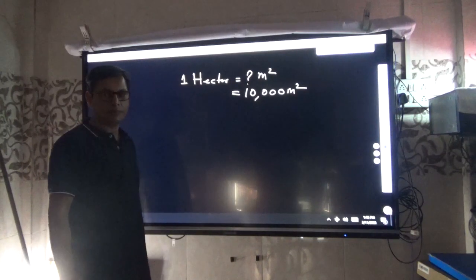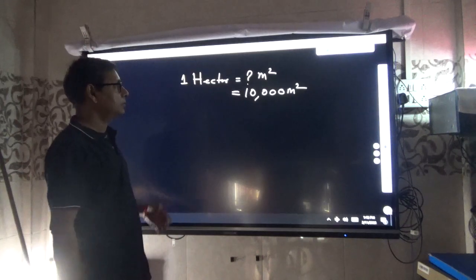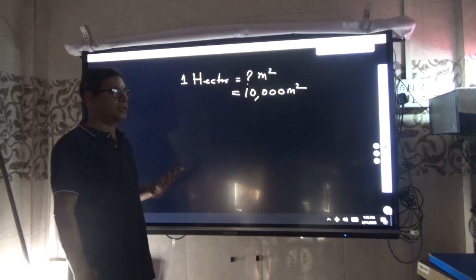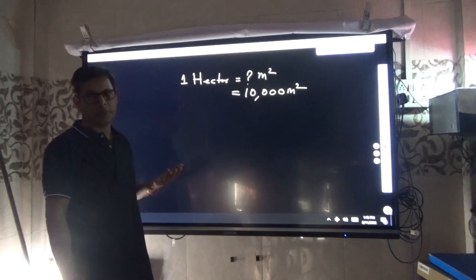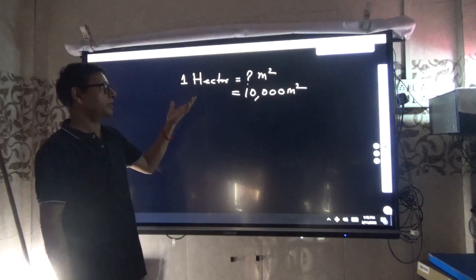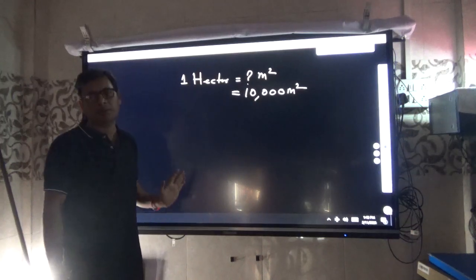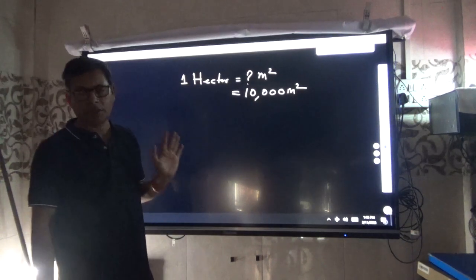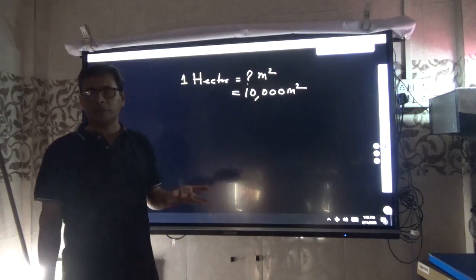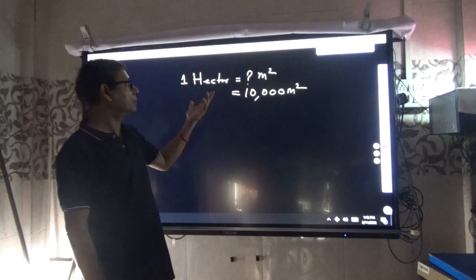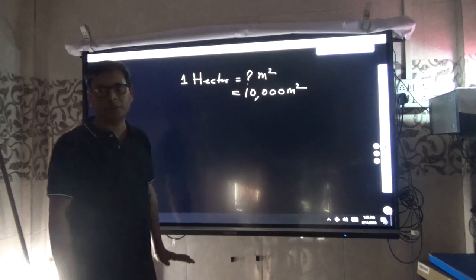That's all. So it is not like conversion, like meter, decimeter, centimeter, millimeter. No, this is not a length conversion. This is the unit of area. 1 hectare means this much meter square. So you have to know this thing, like 1 quintal is how much kilo, 1 ton is how much kilogram. You should know it. You have to know 1 hectare equal to 10,000 meters square.